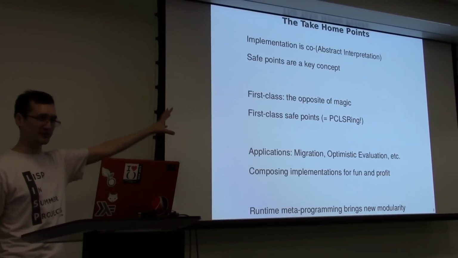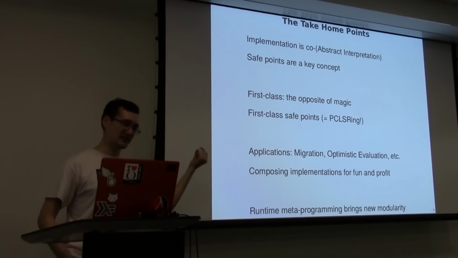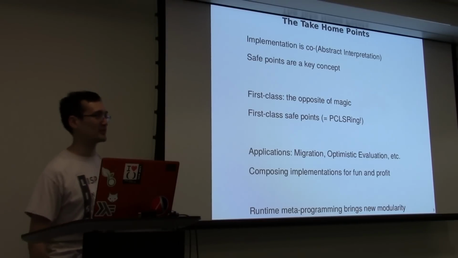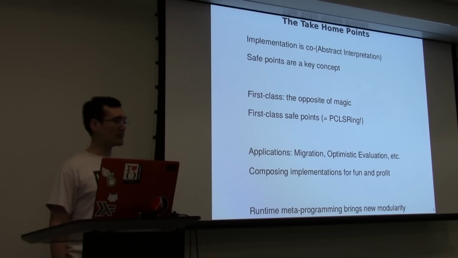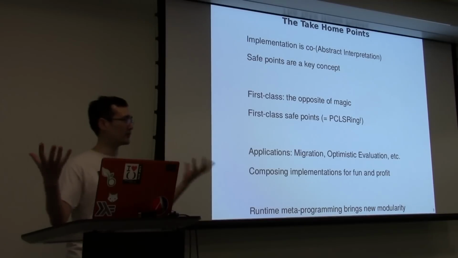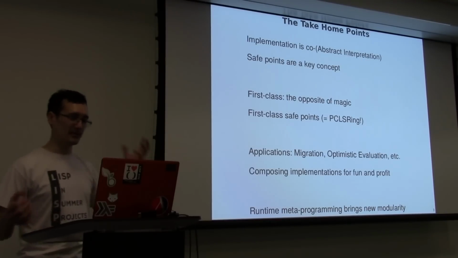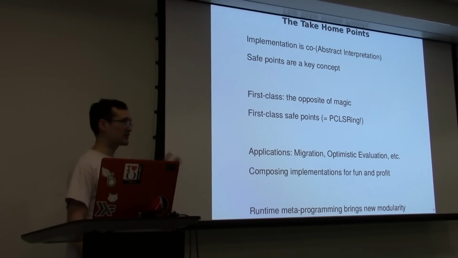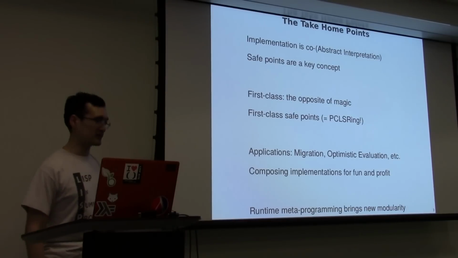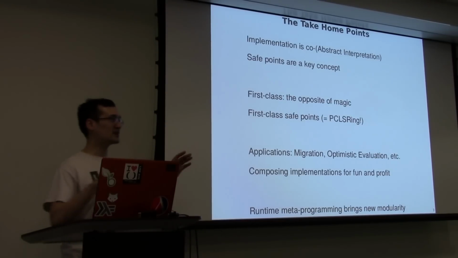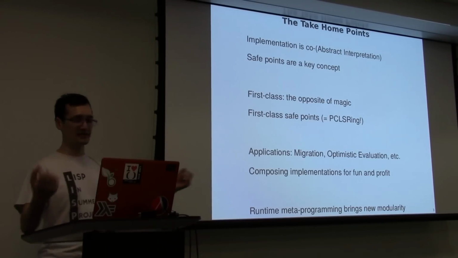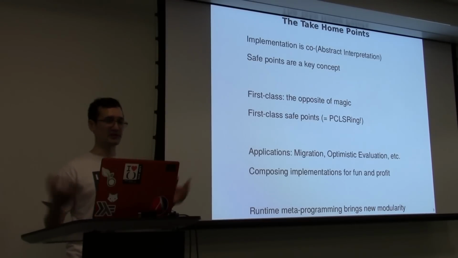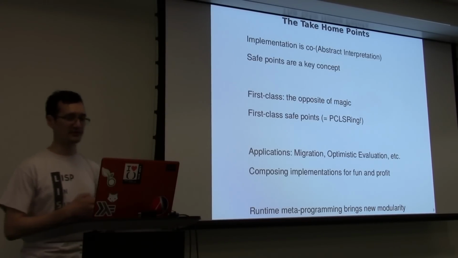And my take-home points for today are that implementation is the same thing as abstract interpretation, but going the other way, and that save points are a key concept. You already know that concept, but it deserves to have a name of its own. My second main point is that first class is the opposite of magic. When something is not first class, it's done magically for you by the system. When something is first class, it's open and accessible to the user. And you need first class save points.